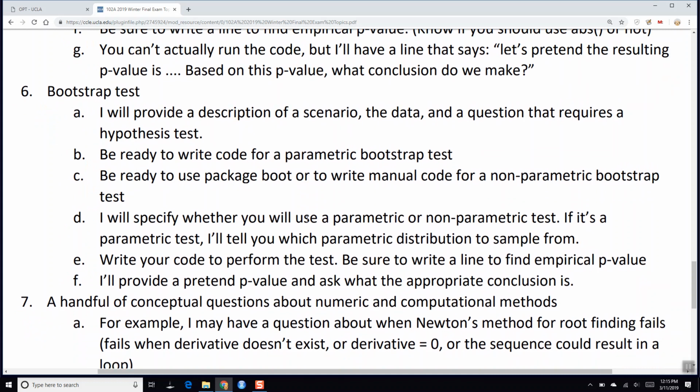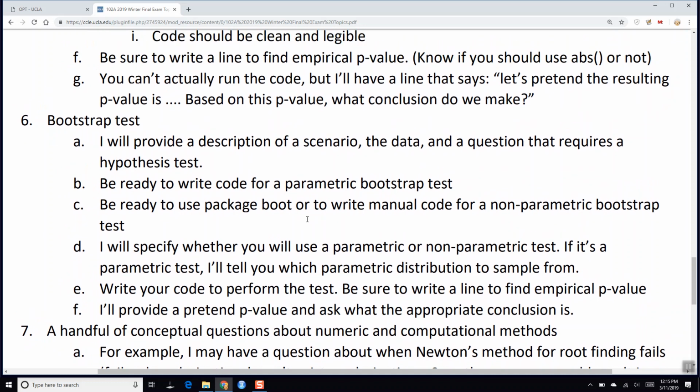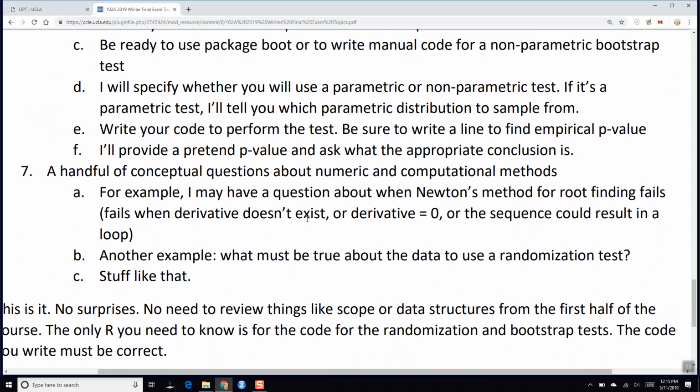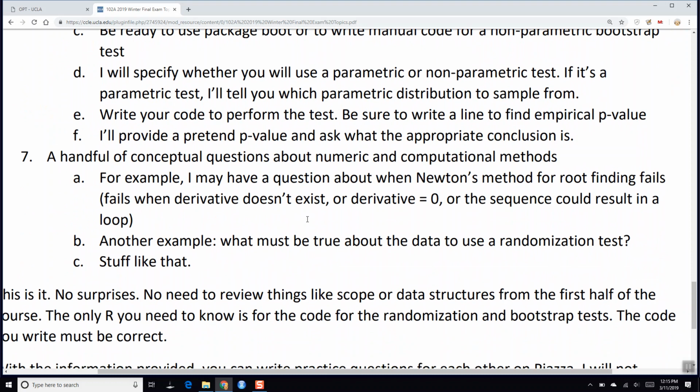Okay? Yes. Can you talk about how to interpret the p-value, and not the p-value, but draw conclusions from the p-value? Sure. Let me just wrap this up, and then I'll answer your question. And then the last bit is there's just going to be a few conceptual questions about numeric and computational methods. Okay?